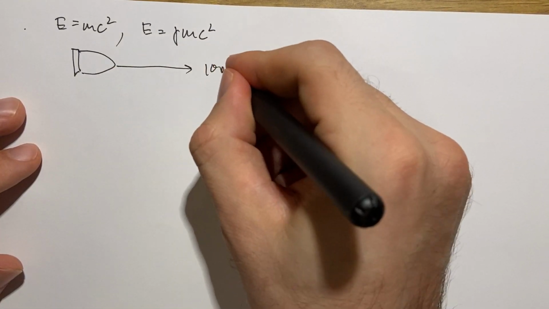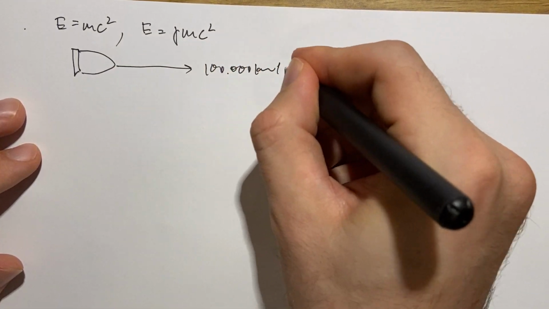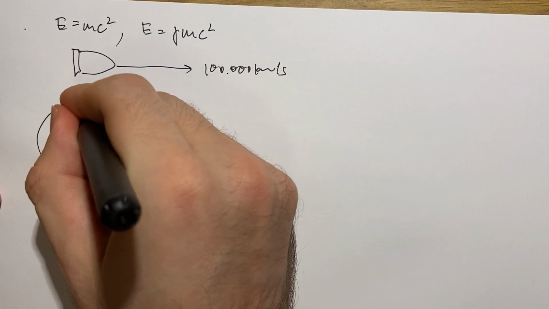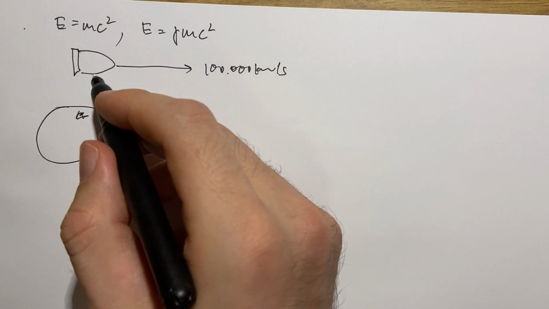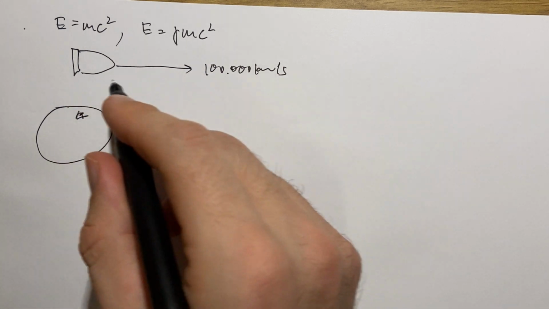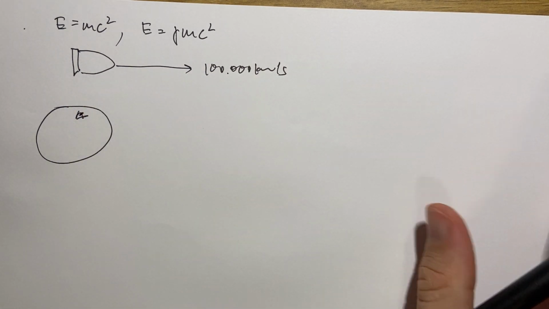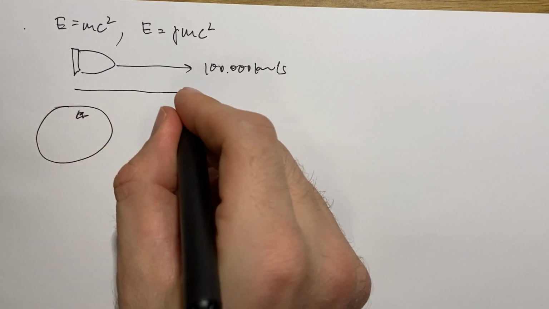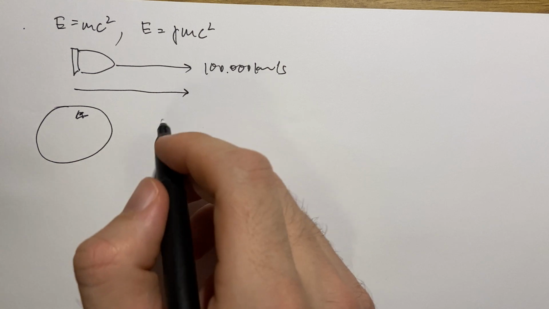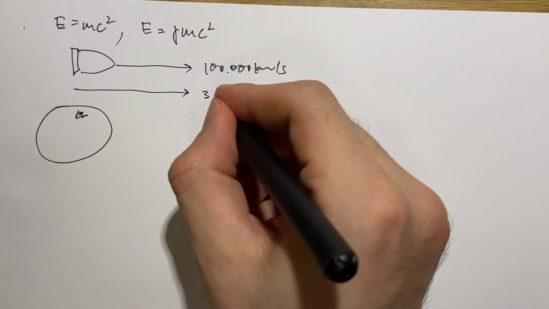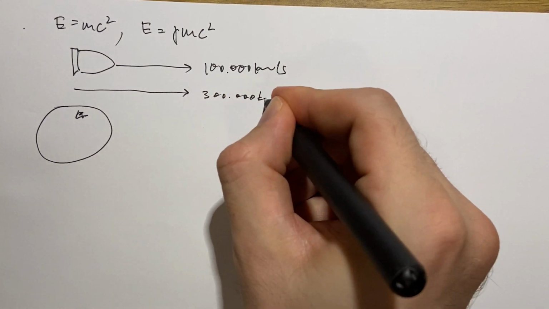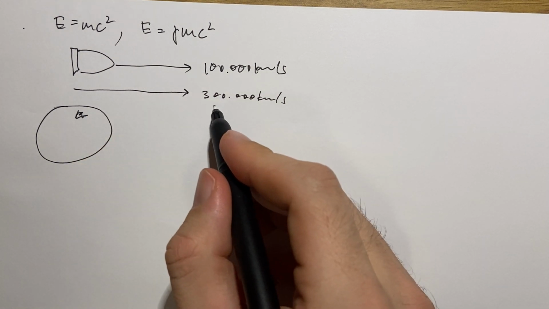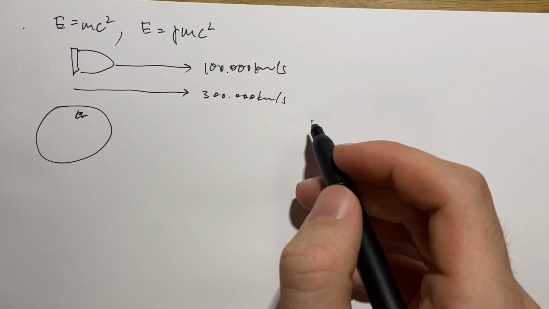Say it's traveling around 100,000 kilometers per second relative to an observer on Earth. So an observer on Earth is seeing the spaceship and registering the velocity of 100,000 kilometers per second. Now imagine a photon traveling parallel to this spaceship, just outside the spaceship, with the speed of light. And the observer on Earth will register the speed of light, which is roughly 300,000 kilometers per second.